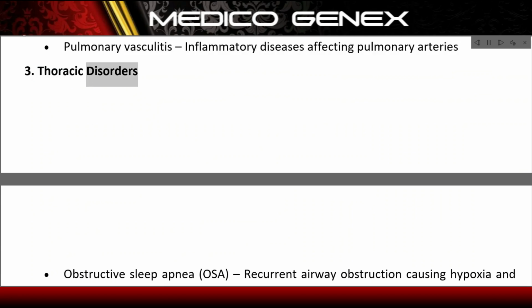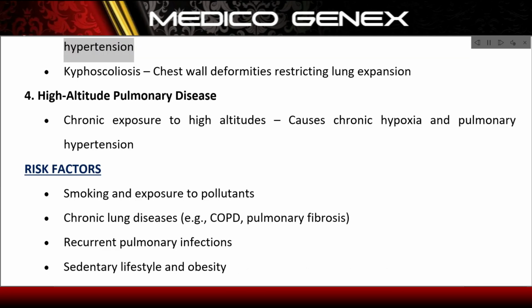3. Thoracic disorders. Obstructive sleep apnea, OSA, recurrent airway obstruction causing hypoxia and hypertension. Kyphoscoliosis, chest wall deformities restricting lung expansion. 4. High-altitude pulmonary disease. Chronic exposure to high altitudes causes chronic hypoxia and pulmonary hypertension.